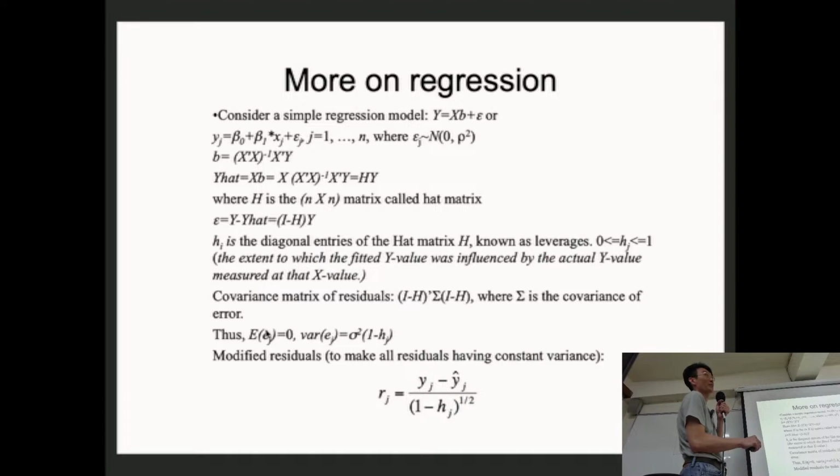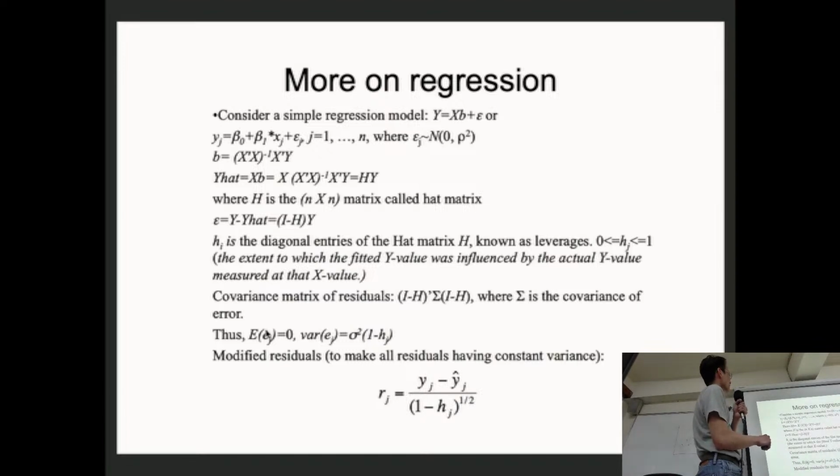Why is it called the hat matrix? This is because the original data vector y multiplied with H gives y hat. So it is called a hat matrix because that matrix is used to transform yi into yi hat. Okay, so it's conventionally called a hat matrix. Then the hat matrix H is an n by n matrix. By definition, it has to be n by n, a square matrix.